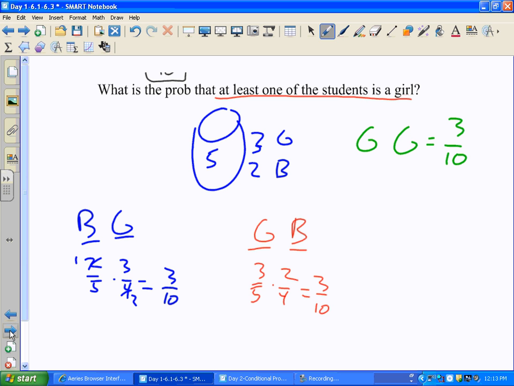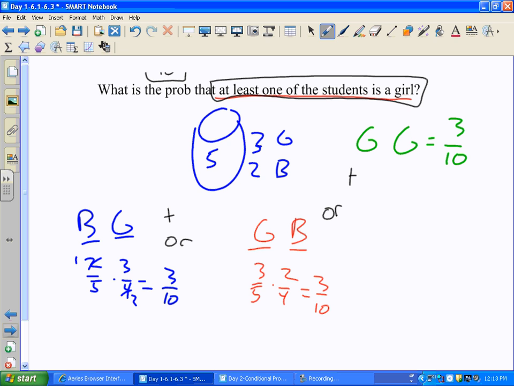At least one of the students is a girl. That means I can pick a boy and then a girl, or I can pick a girl and then a boy, or I can pick a girl and a girl. All 3 of those situations satisfy this condition, don't they? And if all 3 of those situations satisfy, then each one of those probabilities is allowed to happen. When they're each allowed to happen, this, or this, or that, that's an addition.